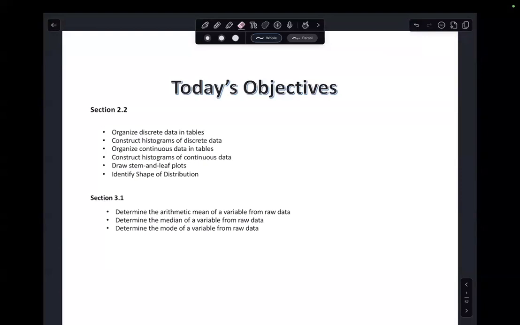And then we're going to identify the shape of the distributions. Then we're going to jump into the beginning of chapter 3. We're going to look at mean, median, and mode. There are lots of cute little songs and stuff on YouTube that help you remember them with mnemonic devices if you need them. But I haven't seen many people have issues with them. So hopefully it'll all work out just fine.